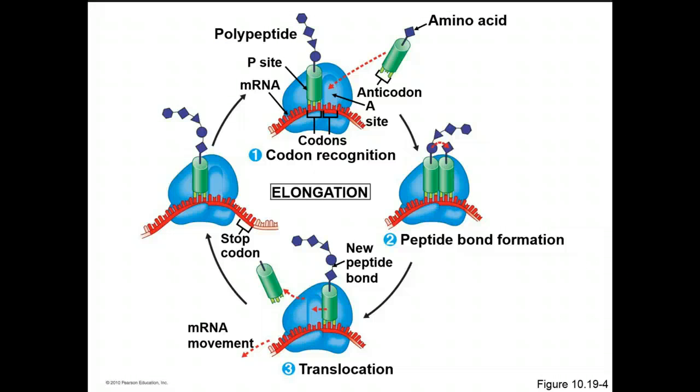This slide is showing the elongation of a polypeptide. Remember, the elongation is the second step in protein translation. Basically, the anticodon in the tRNA must complementary bond to the codon in the messenger RNA. This facilitates bringing in the correct tRNA with the correct amino acid.